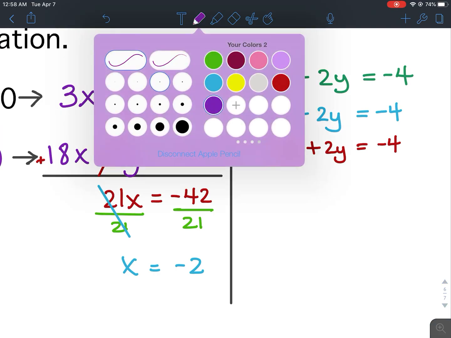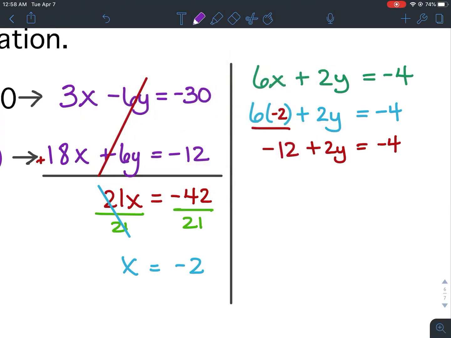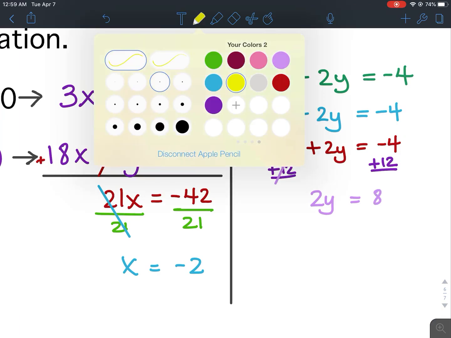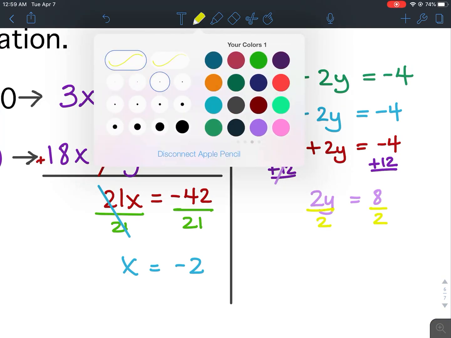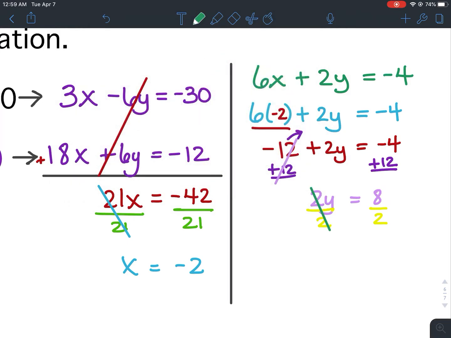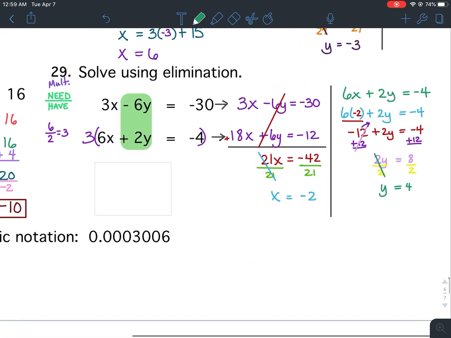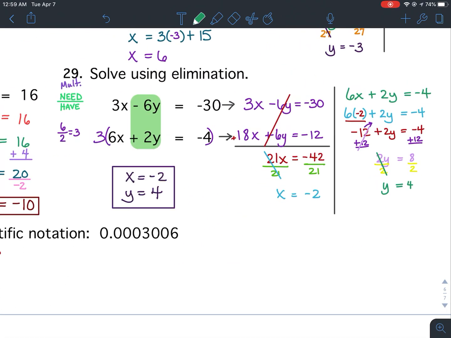And now it is a two-step equation. I've got my y on the left side, so I'm going to take my constant. The opposite of negative 12 is positive 12. Cancels. So I have 2y equals 8. Divide both sides by 2. And you get y equals 4. So my answer to question 29 is x equals negative 2, y equals 4.